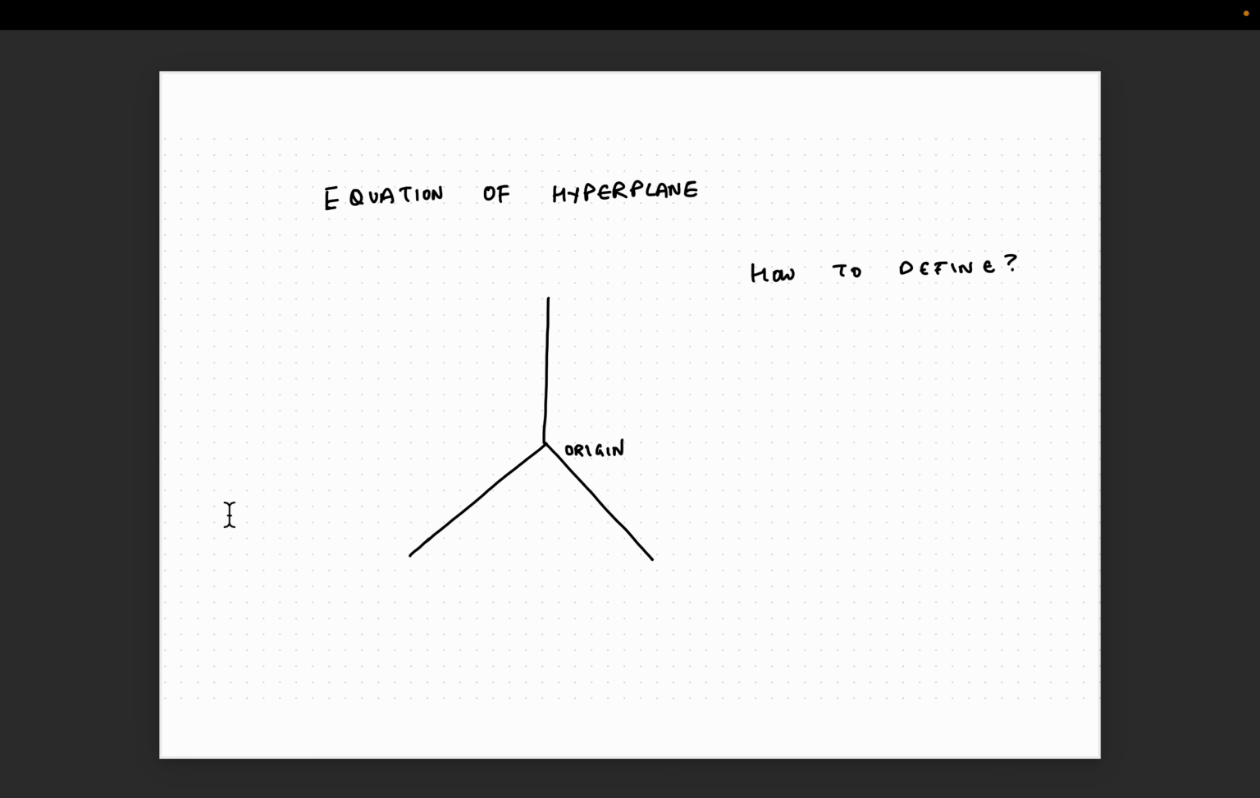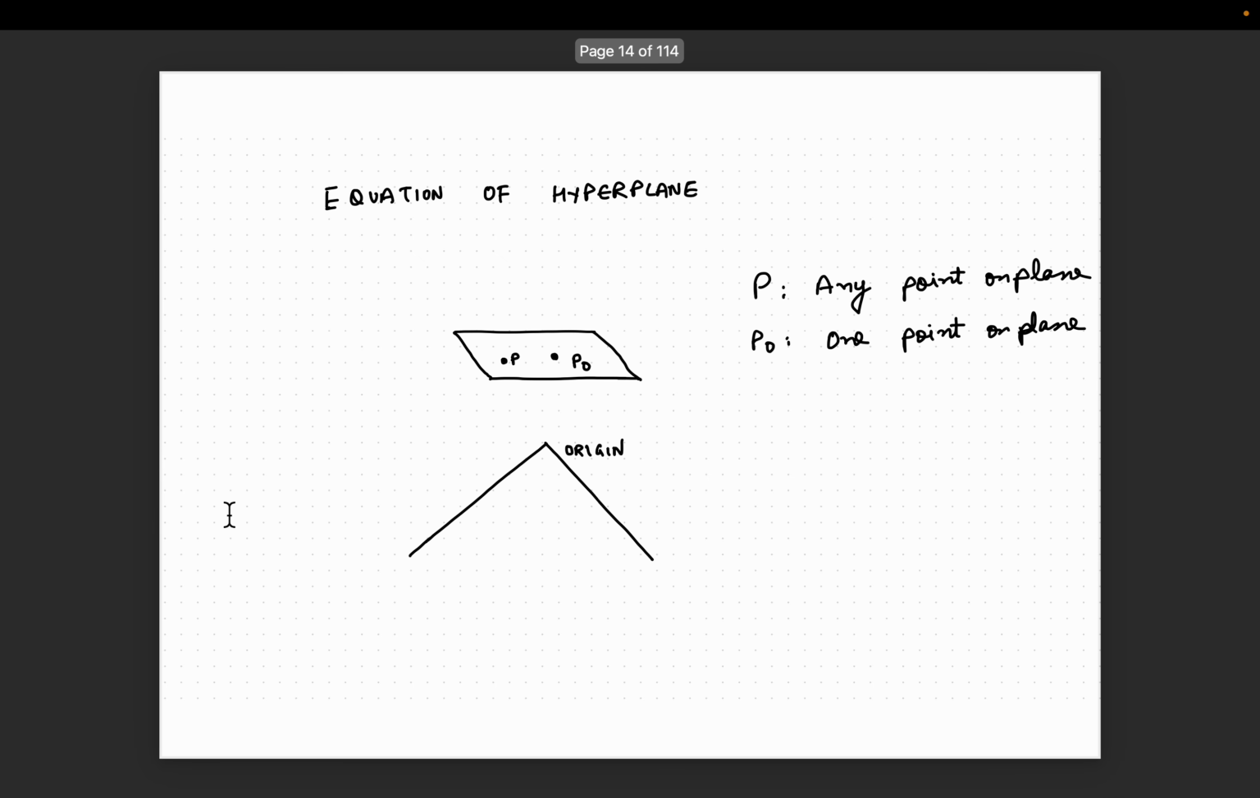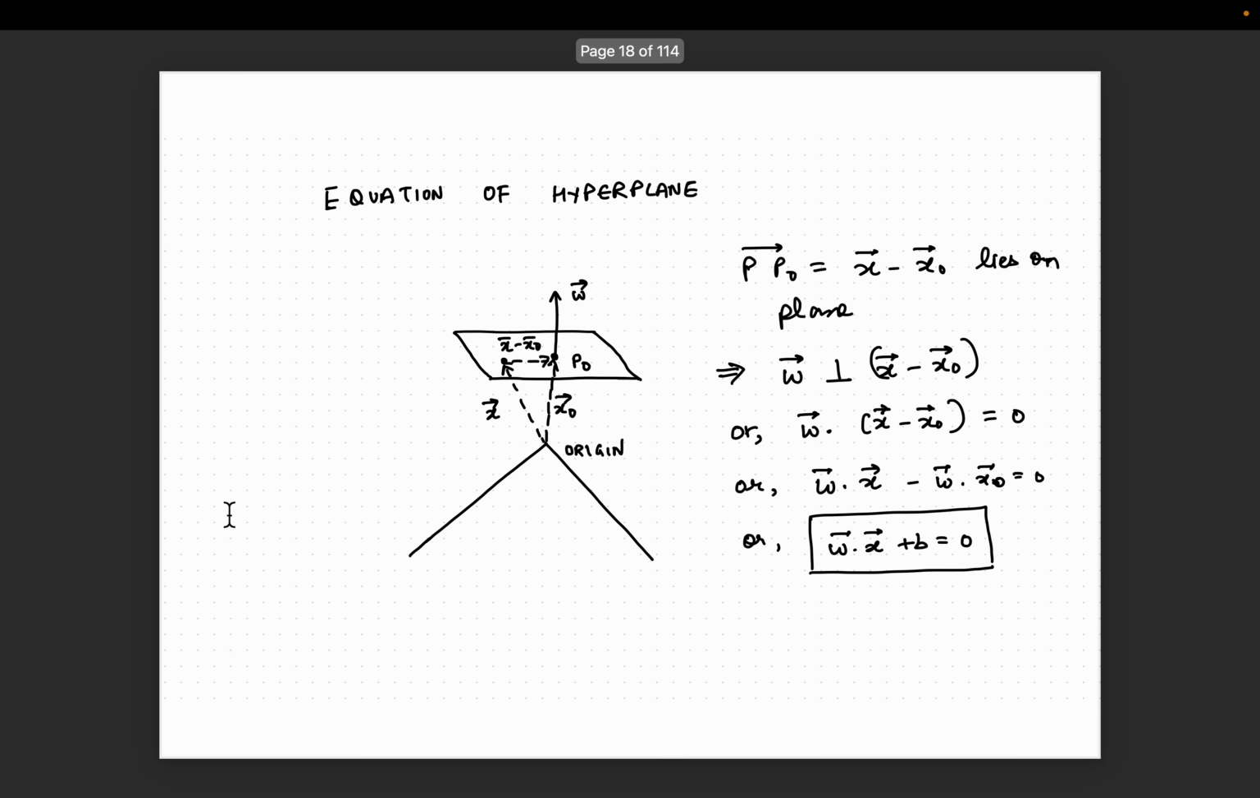We then defined the equation of a hyperplane. We said let's start with an origin. Let's have a plane, a point on the plane which is known to us, x0, and any general point on the plane P, and we can then draw these vectors. We know the W vector is the perpendicular vector to the plane at point P0. We wrote the equation as W dot x plus b equal to 0. W and x are the same dimensional vectors.